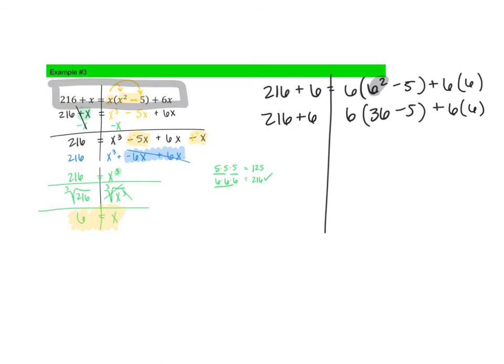Okay. The next step I have here is solving this parentheses. 36 take away 5. This is 31. So I have 6 times 31 plus 6 times 6. And I keep everything the same on my left side. The next thing I want to do is this multiplication over here. I'm going to do both of them. 6 times 31. Do it in my calculator. I get 186. And 6 times 6 is 36.